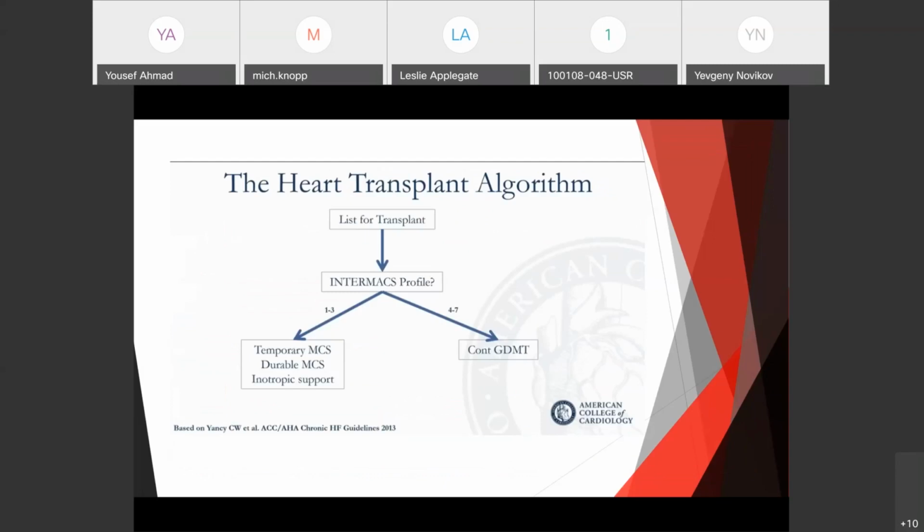So, transplant algorithm, right? When do we consider listing patients for transplant? Realistically, for a patient in INTERMACS class 1 through 3, I'm thinking about one of these things, whether it's permanent, like destination therapy, MCS, which is mechanical circulatory support systems like an LVAD, or temporary, at minimum, as a bridge to a transplant or a possible transplant, or inotropes before one of these things, or for palliative care. Class 4 is realistically when we start thinking about this process. Class 1 to 3 is when we start initiating this process, and then the rest is guideline-directed medical therapy, as you can imagine.